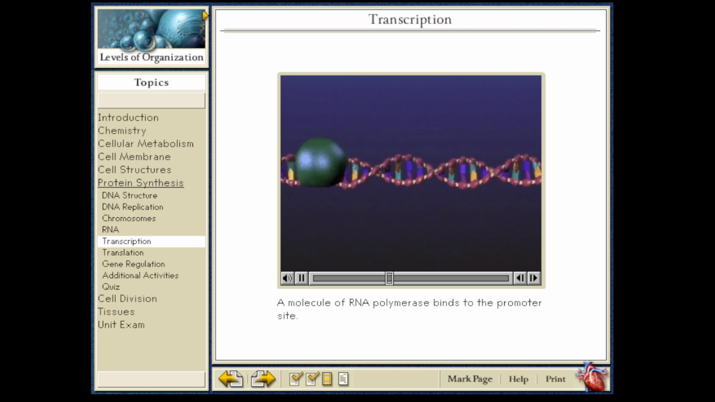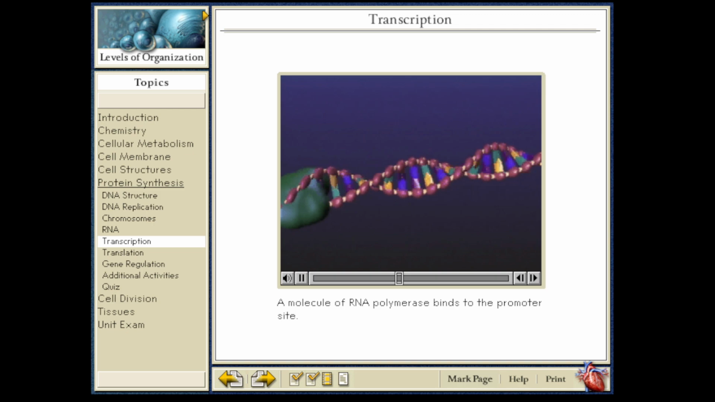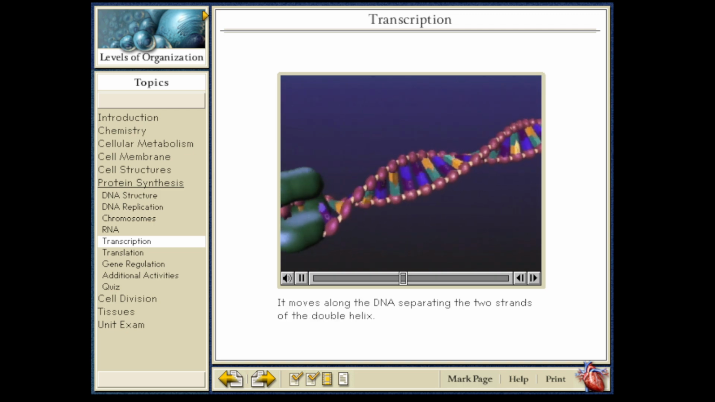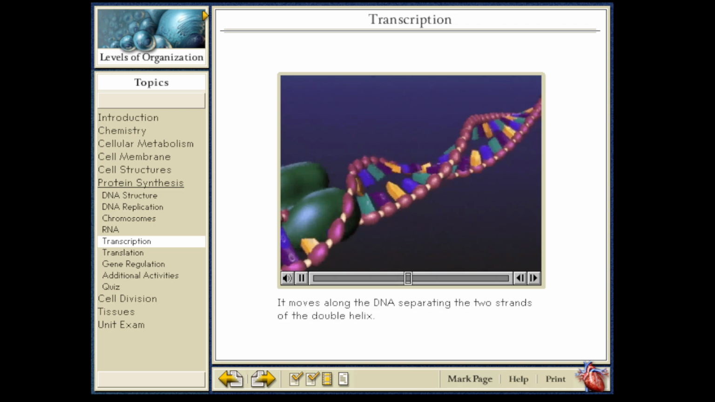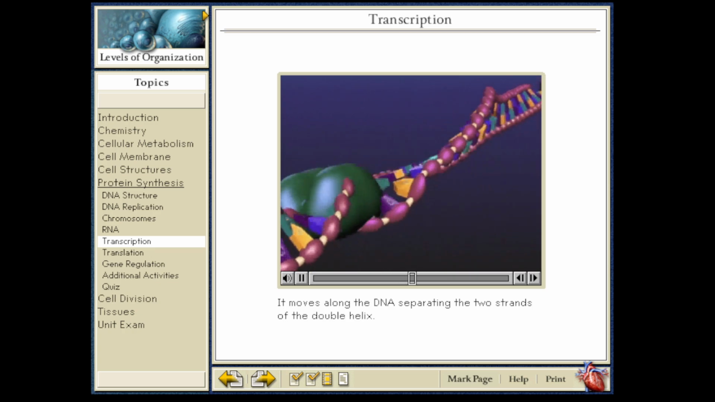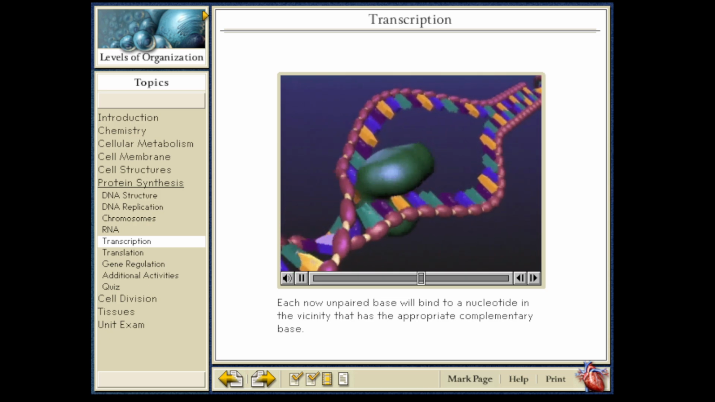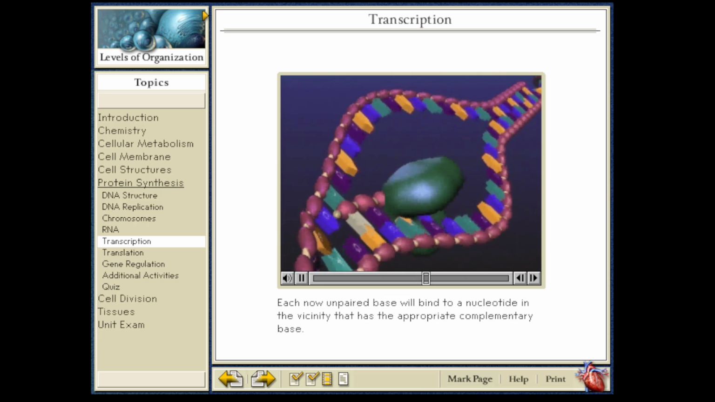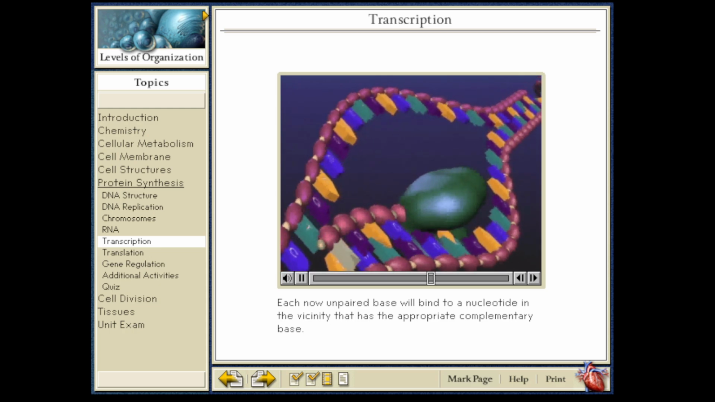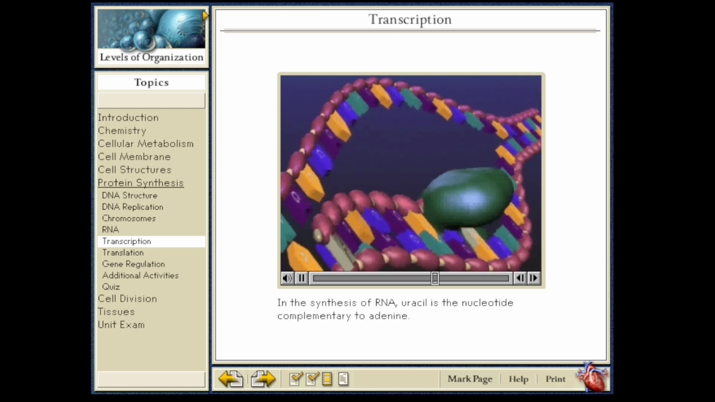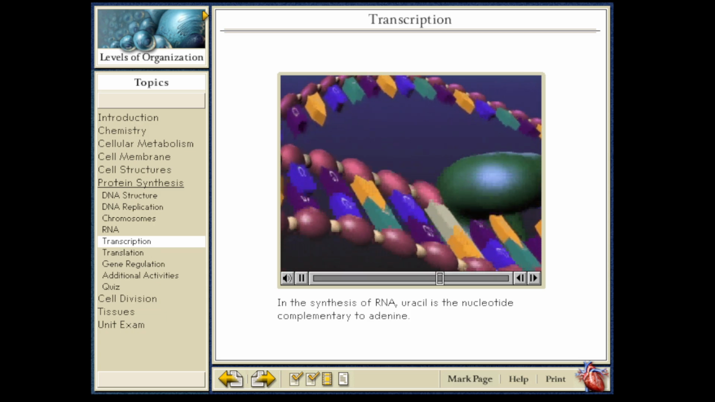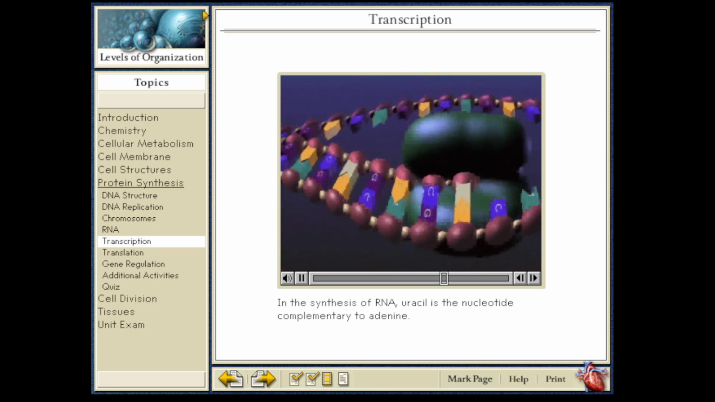A molecule of RNA polymerase binds to the promoter site. It moves along the DNA, separating the two strands of the double helix. Each now unpaired base will bind to a nucleotide in the vicinity which has the appropriate complementary base. In the synthesis of RNA, uracil is the nucleotide complementary to adenine.